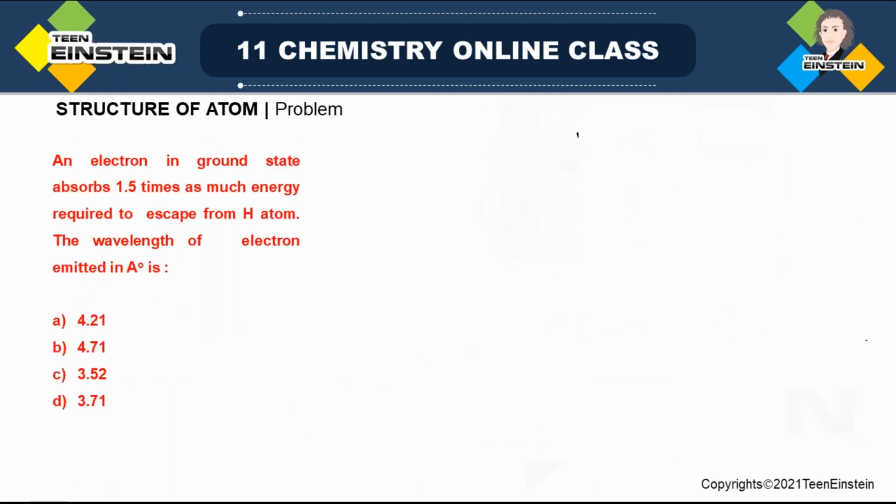So now based on this, we'll solve this problem. An electron in ground state, n equal to 1 level, absorbs 1.5 times as much energy as required to escape from a hydrogen atom. Now the energy required to escape is nothing but ionization energy. That means the energy which is absorbed is 1.5 times that of ionization energy. So this information is given. From this information, you have to find the wavelength of the electron emitted, in angstrom unit.